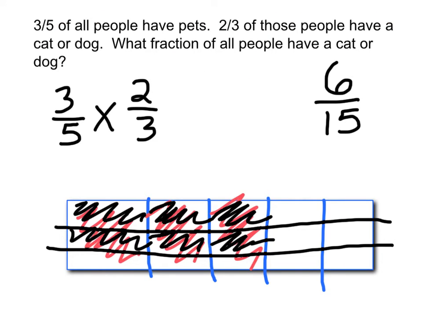Then on Wednesday, we multiplied two fractions that are not unit fractions. So we have this problem. 3/5 of all people have pets. 2/3 of those people have a cat or dog. What fraction of all people have a cat or a dog? So we multiplied 3/5 times 2/3 using our fraction bar down at the bottom and got an answer of 6/15.